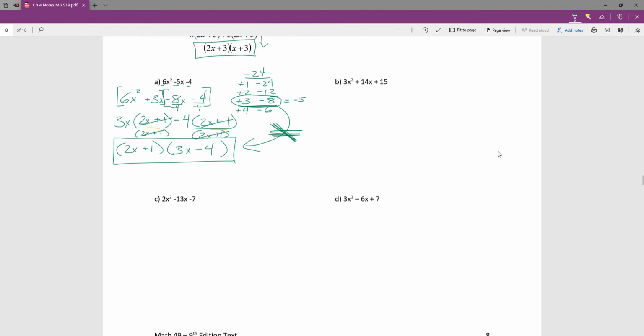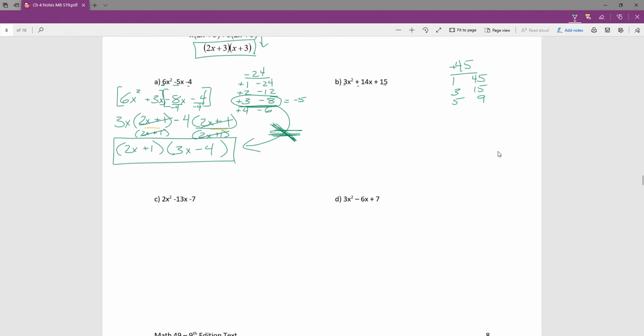So for the next one, I would take a look, is there a greatest common factor? Because these are big numbers, and unfortunately there isn't. So that means that I have 3 times 15 at the top of my number puzzle. So that's a 45 or a positive 45 at the top of my number puzzle. I'd have 1 and 45. I'd have 3 and 15 and 5 and 9.